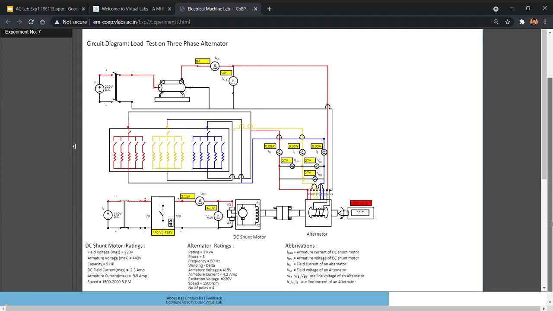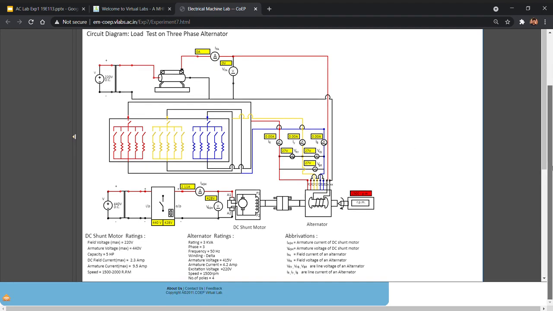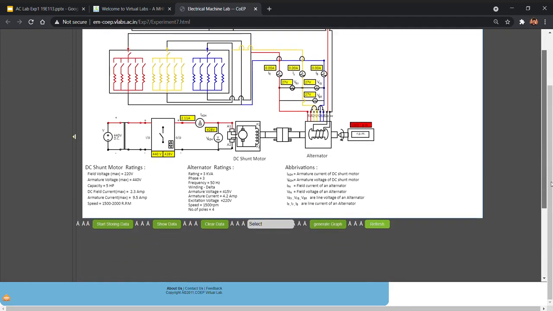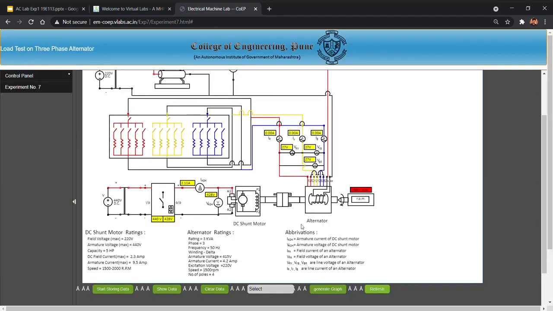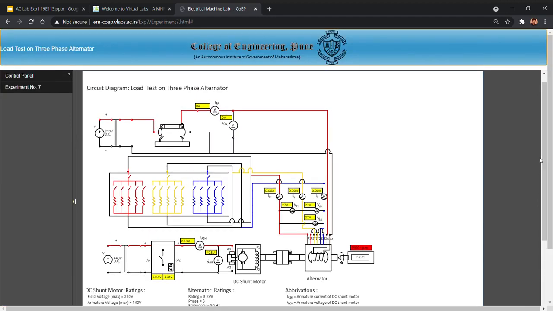Now, to get the field current versus output voltage of alternator graph, let us close the DPST switch of the field system. Now the field current is 0 because the rheostat is at maximum resistance position. Even though the field current is 0, there is some voltage here. This is due to the residual magnetism present in the field system. Now let us take down the field current 0 readings.